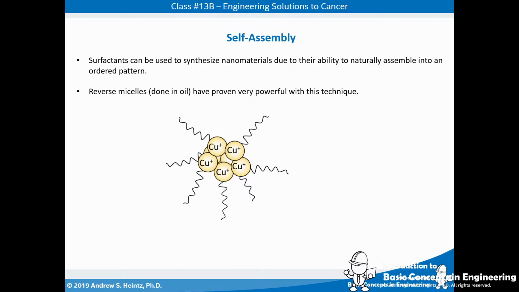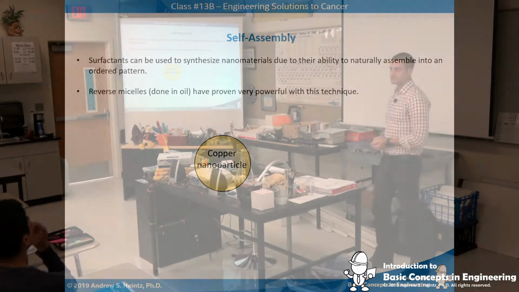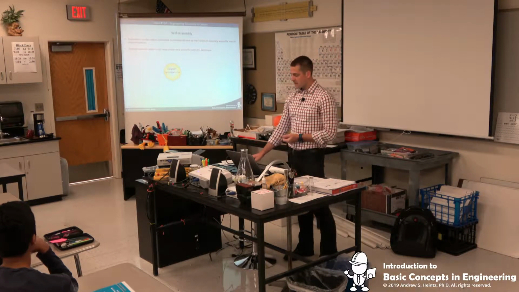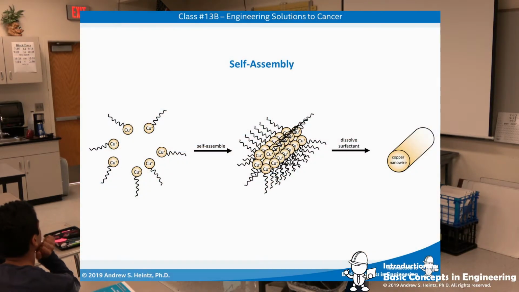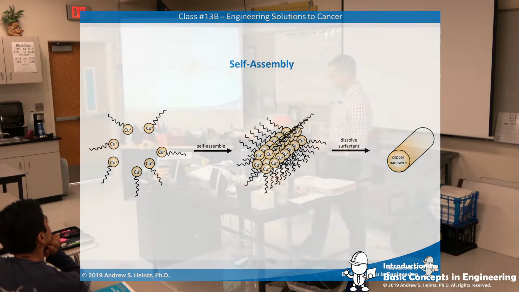And then, through the proper reaction, we can take the tails away, and what we'll be left with is a copper nanoparticle. We can actually do the same thing to build bigger structures or targeted molecules, where in this case, if we were to do the same thing, you could form a copper nanowire. They'd all align in a line, you dissolve the tails, and then you're left with a nanowire.